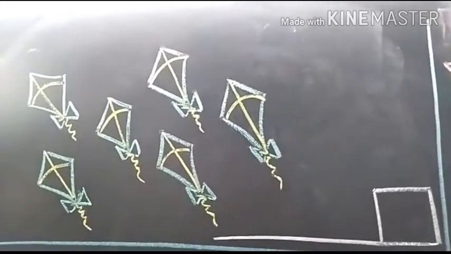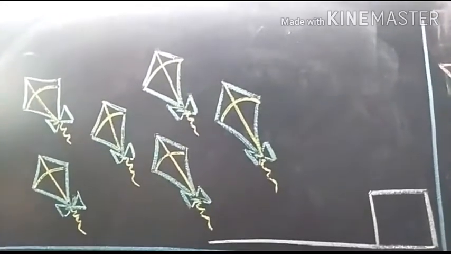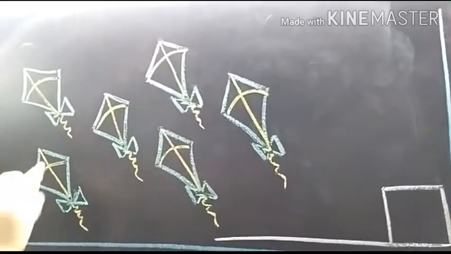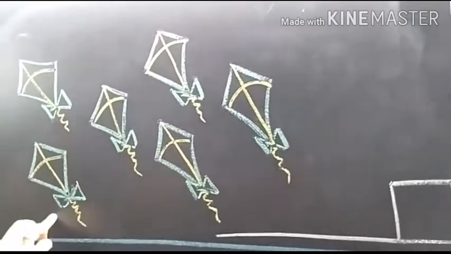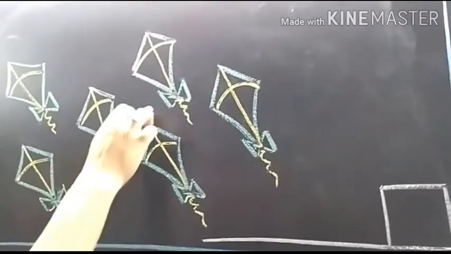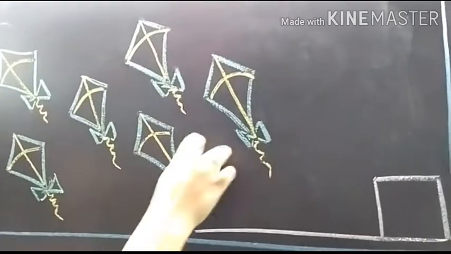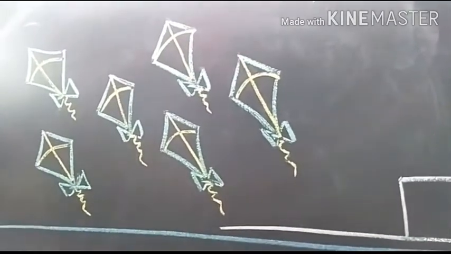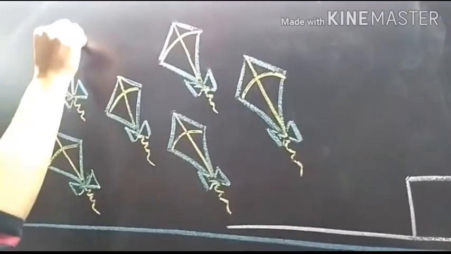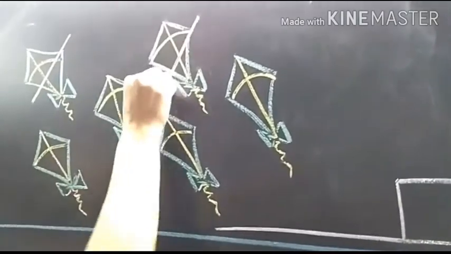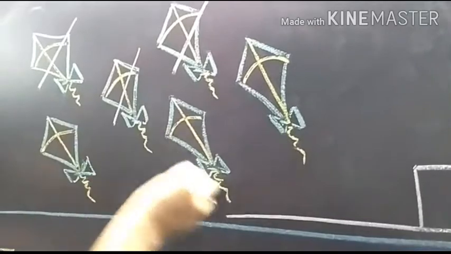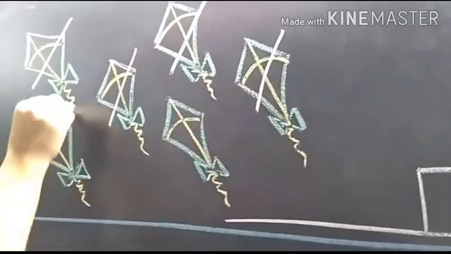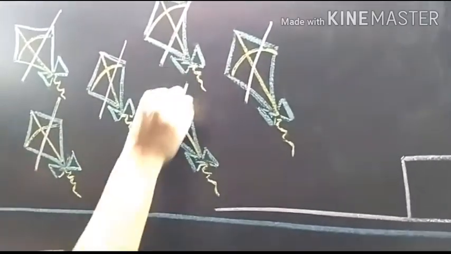Yes, there are some of the kites, right? Come on, let's start counting. 1, 2, 3, 4, 5, 6. Come on. Now we'll count again. You have to count with me, okay? Come on, let's start. 1, 2, 3, 4, 5 and 6.